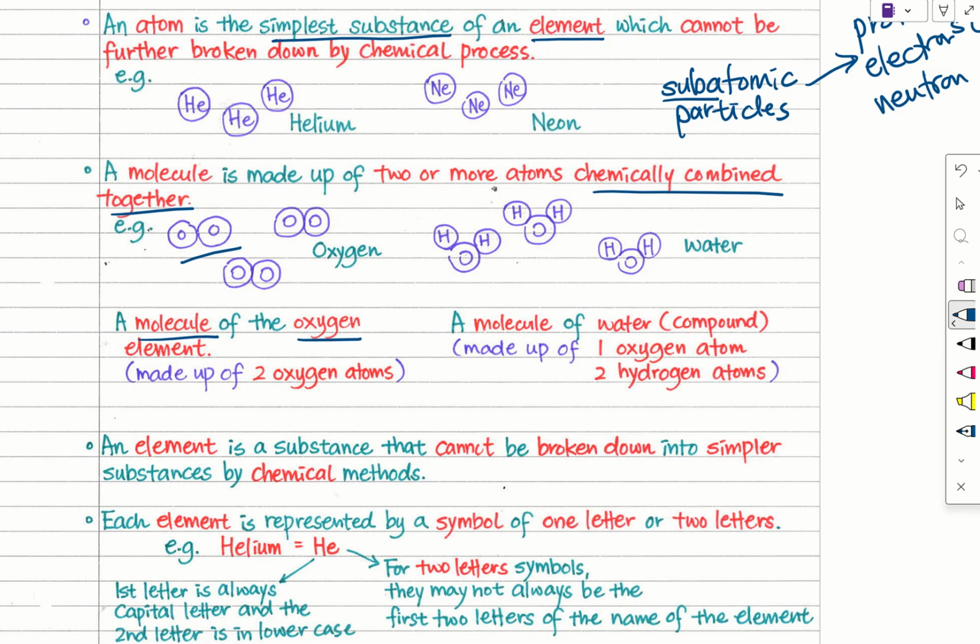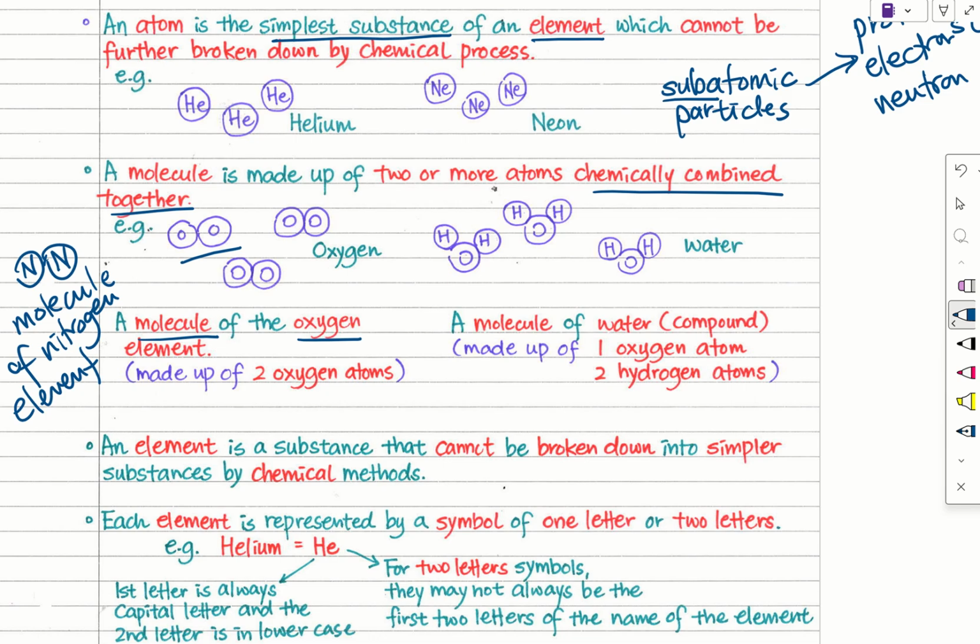If I were to give another example, N2 is nitrogen, and this is a molecule of nitrogen element because both atoms are made of the same kind of element, which is the nitrogen element.